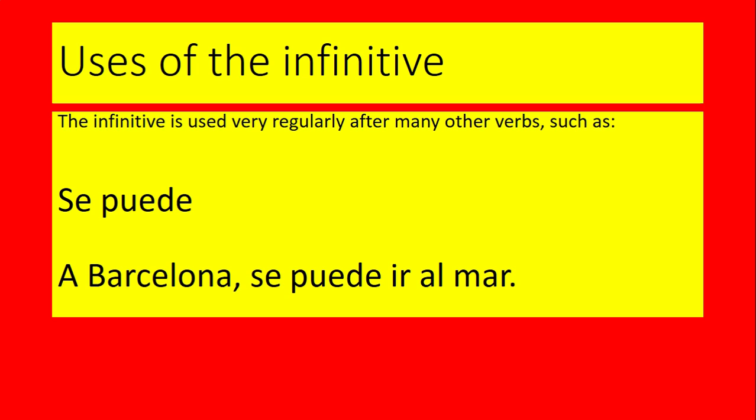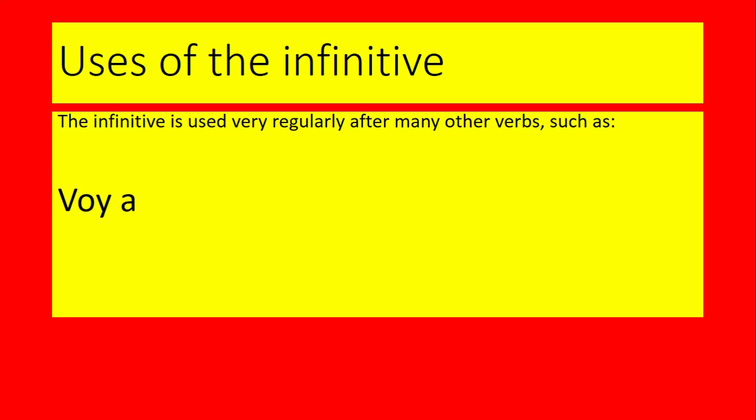Se puede is followed by an infinitive as well. Se puede means one can, or better, you can. So this sentence means in Barcelona you can go to the sea. Again, se puede is immediately followed by an infinitive.